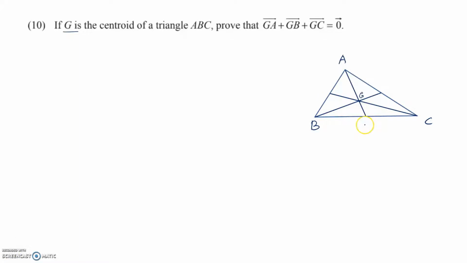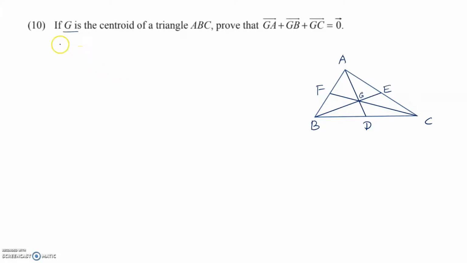So let's define our medians as AD, BE and CF. So D is the midpoint of BC, E is the midpoint of AC, F is the midpoint of AB. Therefore, AD, BE and CF will be medians, and the medians will meet, or intersect, at the same point G.